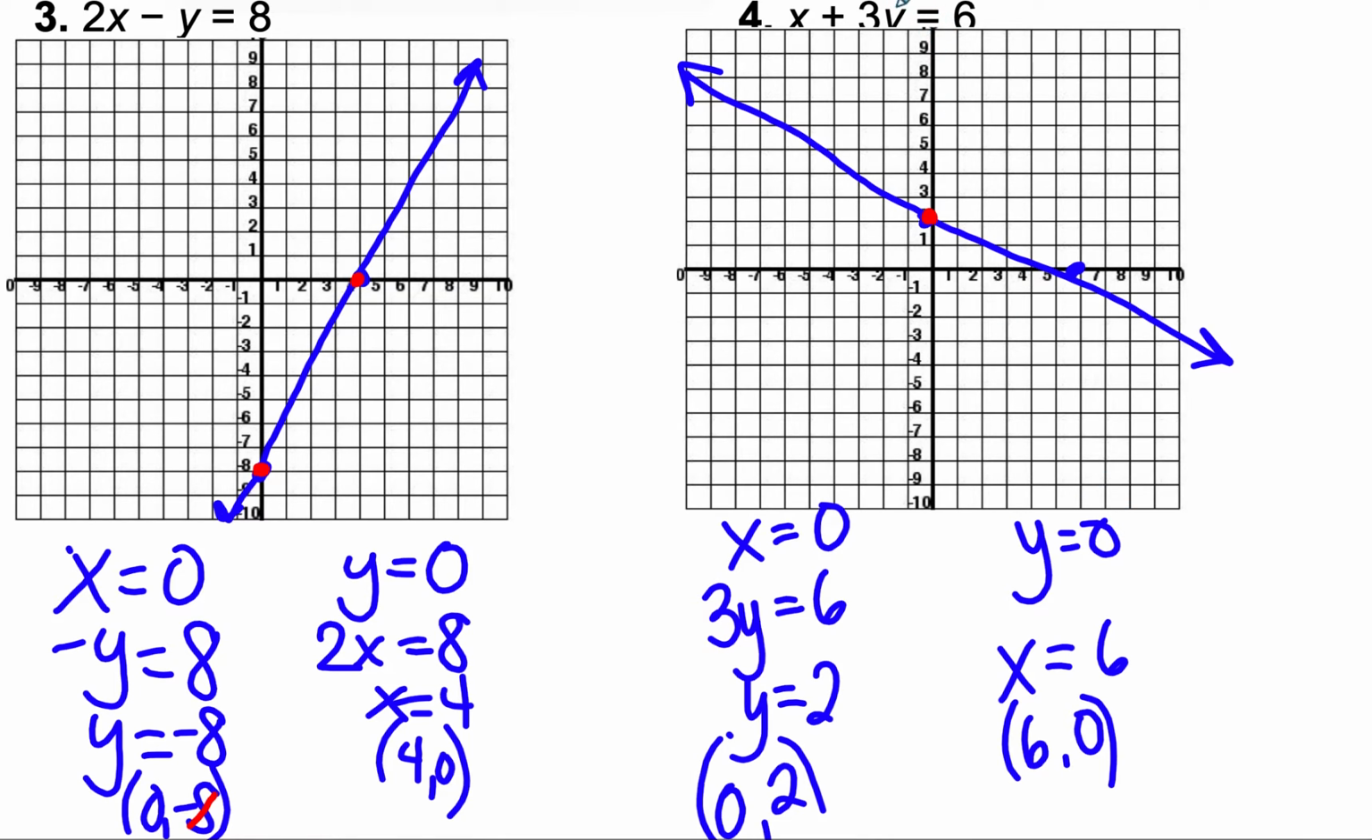So 0 goes in here. 3 times 0 is 0. So really I'm just left with x equals 6. There isn't anything else to solve there. That means the x-intercept where it hits the x-axis is right here at (6, 0). And then you connect those two to make your line.